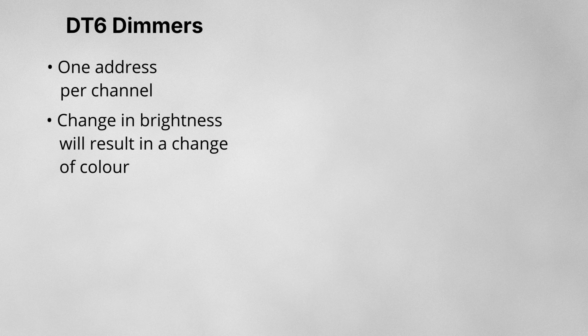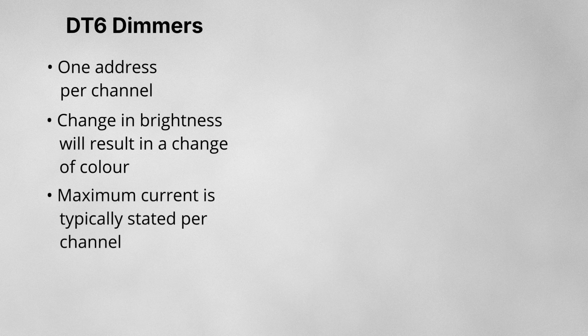With DT6 dimmers, each channel of a multi-channel dimmer has its own DALI address. This allows control of each channel's brightness. When multiple channels are connected to different color LEDs, changing the brightness of one channel will change the total output color. Maximum output current of a dimmer is typically stated per channel.